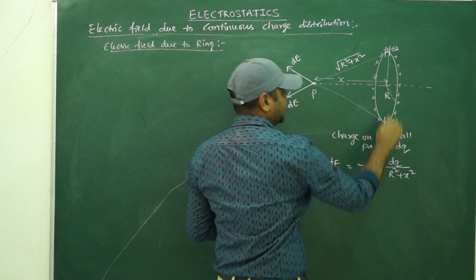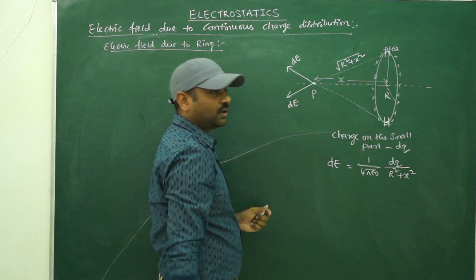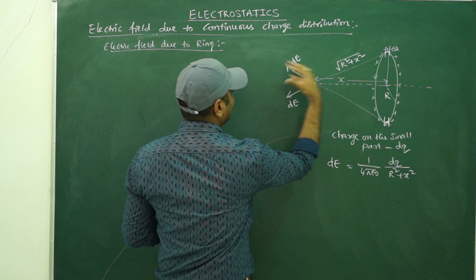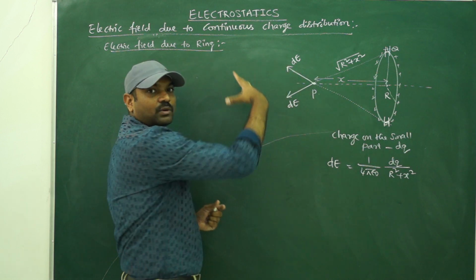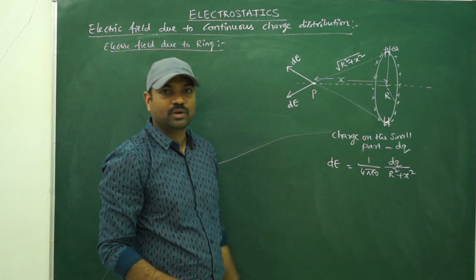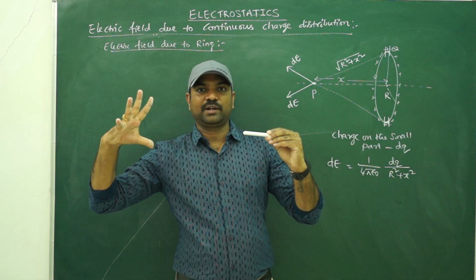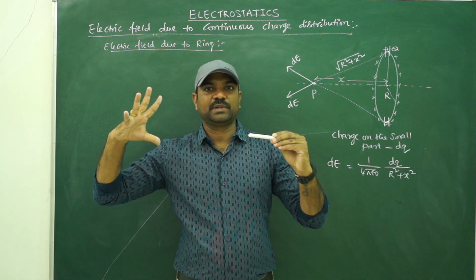So these two parts will have the dE direction like this. If I take every part, then all dE directions will be something like a cone. They come out as a cone. Okay. Some dE directions will be like this, some dE directions will be inside the board. So if this is the point P, then all the dE directions will be like a cone. They come out as a cone, something like this.